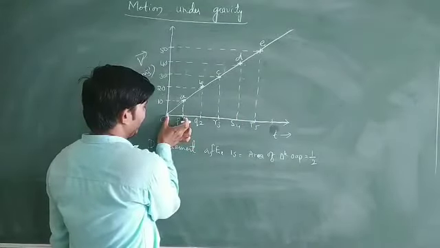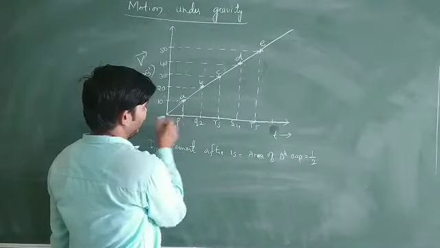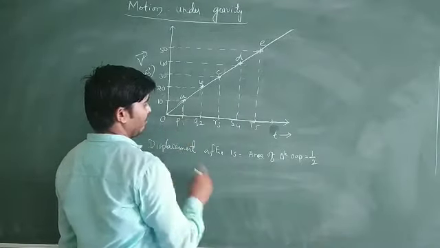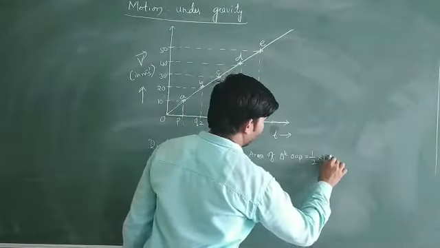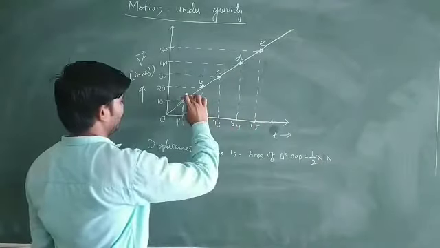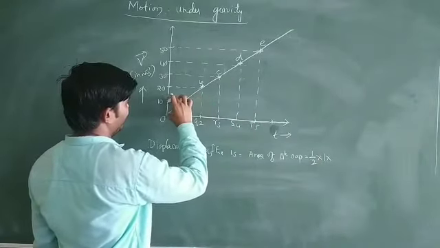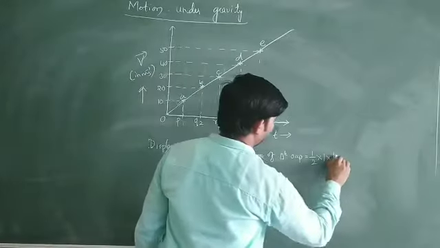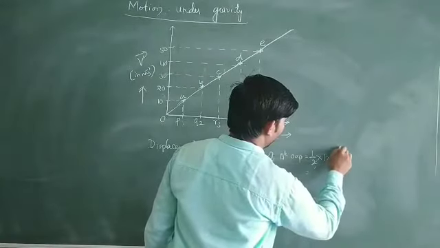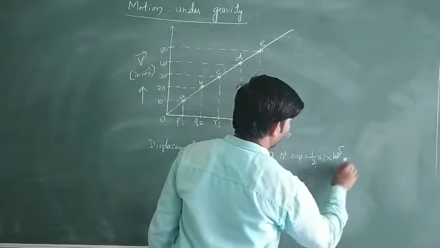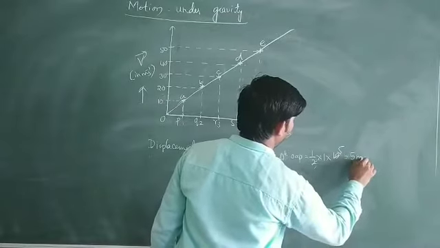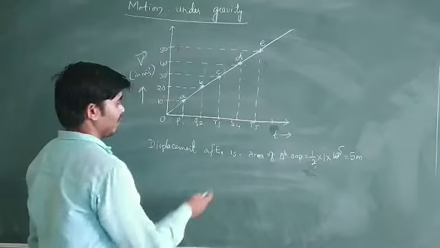So what is the base here? This OP is the base, which is 1. And what is the height? AP is the height, which is equal to 10. So half into 1 into 10 is 5. So here you got 5 meters displacement after 1 second.